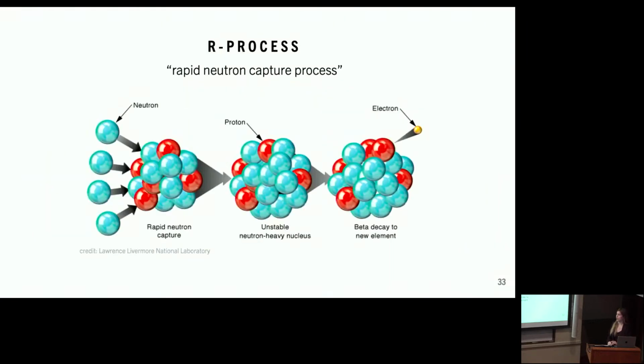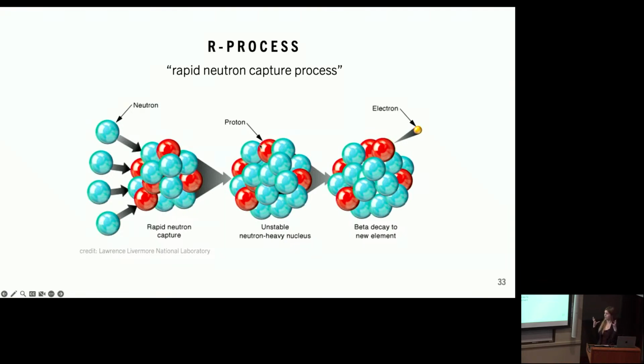I also wanted to point out some specific chemical elements that I have been interested in. These are chemical elements formed from the R process. R stands for rapid. This is a way of forming really heavy elements through the rapid neutron capture process, where you have a nucleus and you bombard it very quickly, rapidly, with a bunch of neutrons to get it really big and heavy and unstable. That's the center point here.